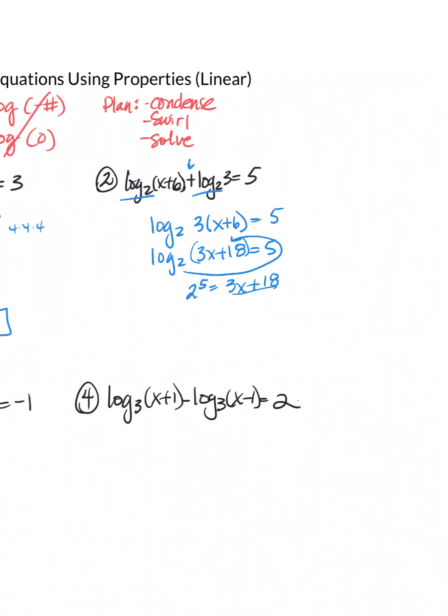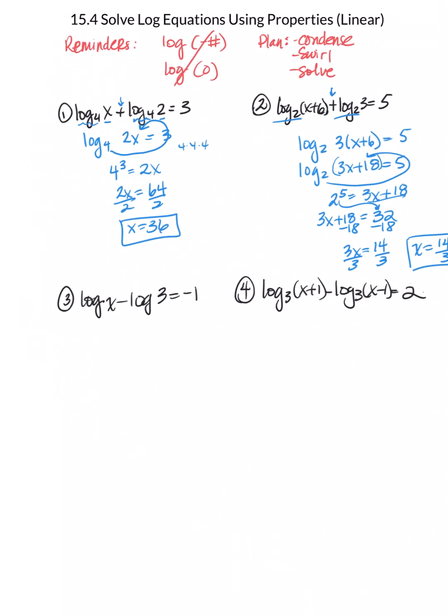So I'm going to move this part on the left. So 3x plus 18 equals, what is 2 to the 5th? I hope you know, it's 32. Now we just solve, so subtract 18. So 3x equals 14. Divide by 3. X is equal to 14 thirds. Can it be a fraction? Sure. Just can't be 0. Can't be a negative number.